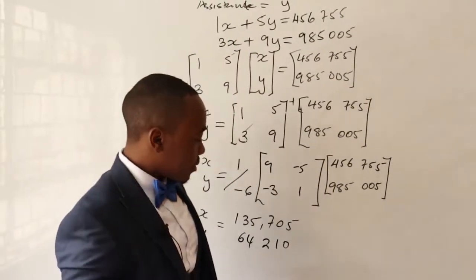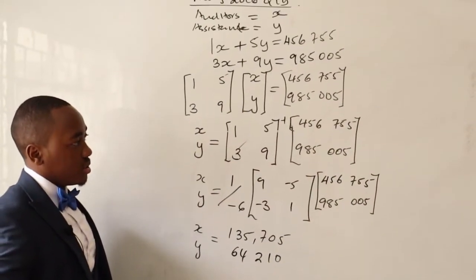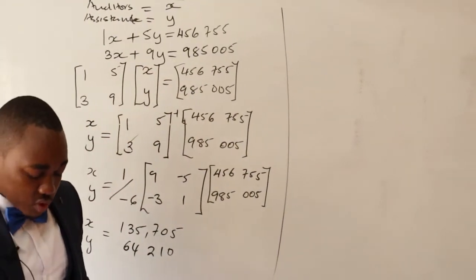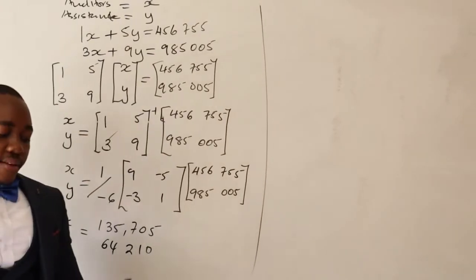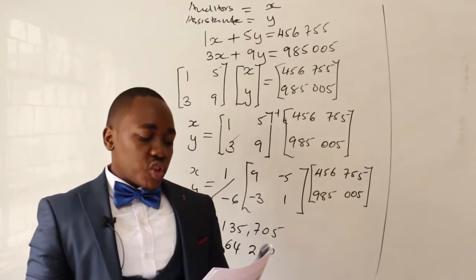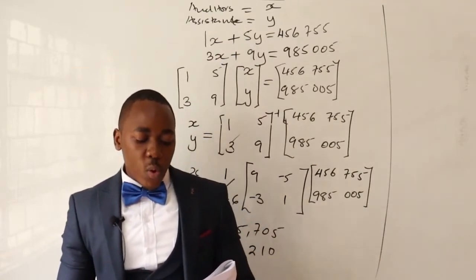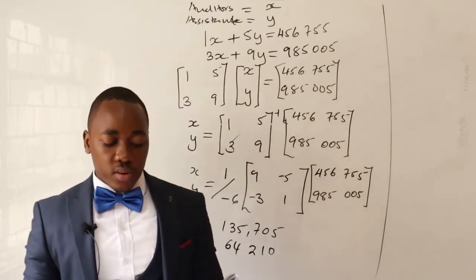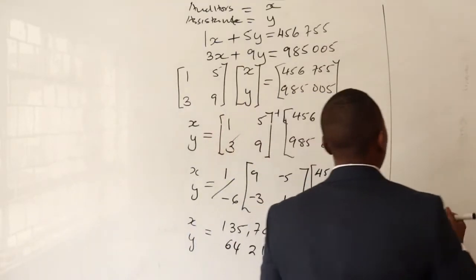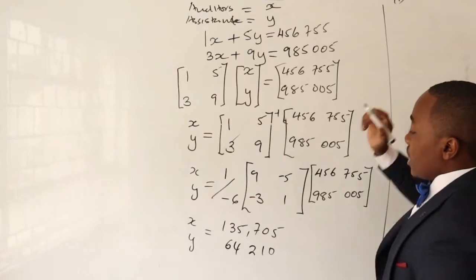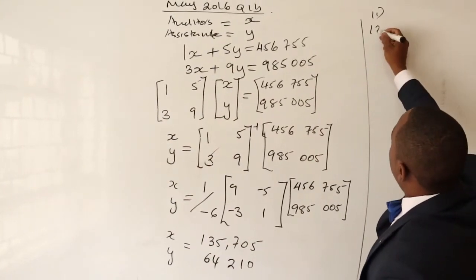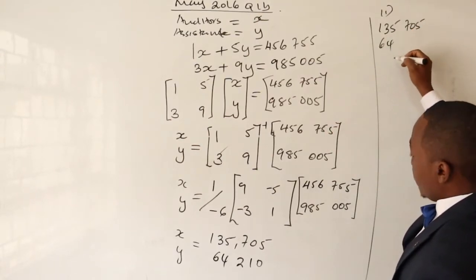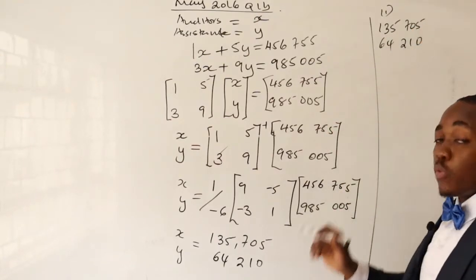Then part 2 of the question. Let's do part 2. We are told that the employees' total monthly contribution toward their circle. So they want the monthly contribution to their circle. This is what you do. An auditor gets a salary of 135,705. An assistant gets 64,210. I take you back to the question.